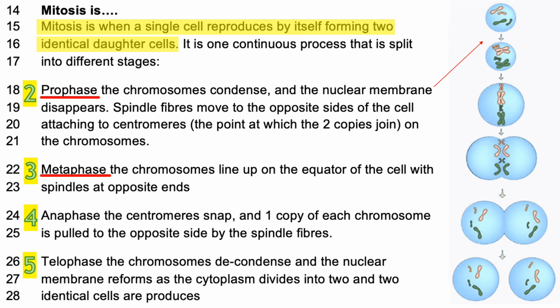All right, so metaphase right here, step 3, is when the chromosomes line up on the equator of the cell with spindles at opposite ends. So the biggest difference here is that the chromosomes are now lining up along the center of the cell. Okay, and equator comes from the geographical term. Equator of the Earth is the center line around it, right? So same thing, you have chromosomes that are lining up at the center of the cell.